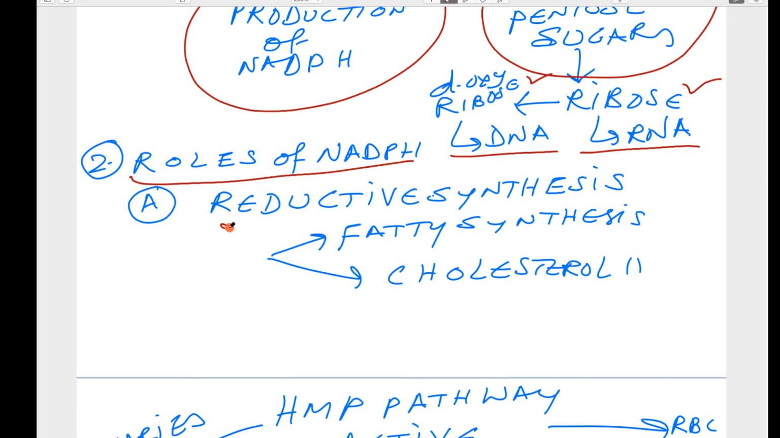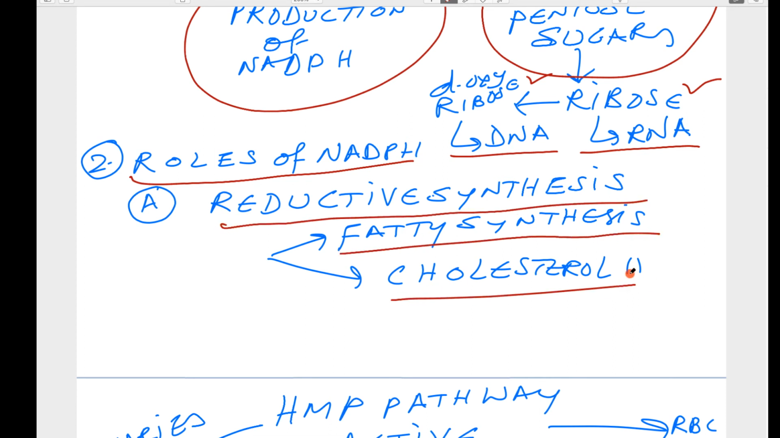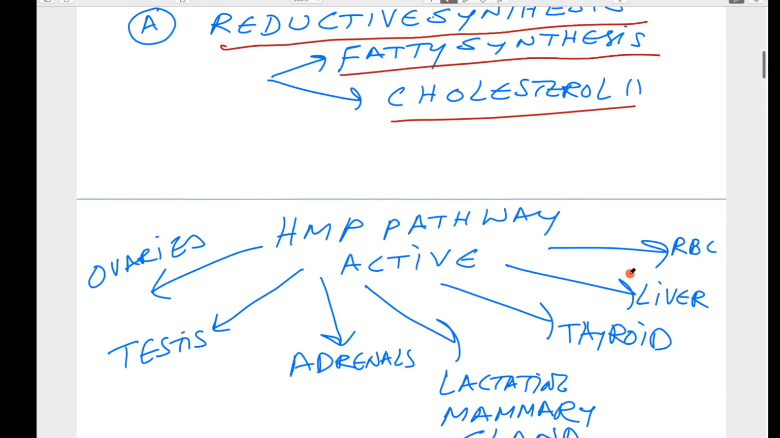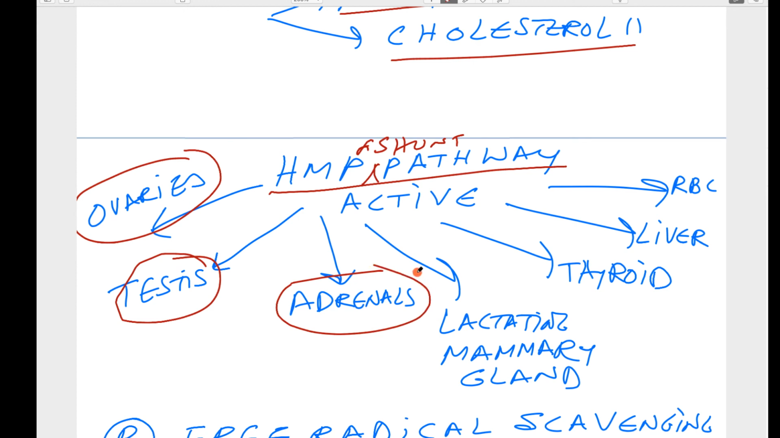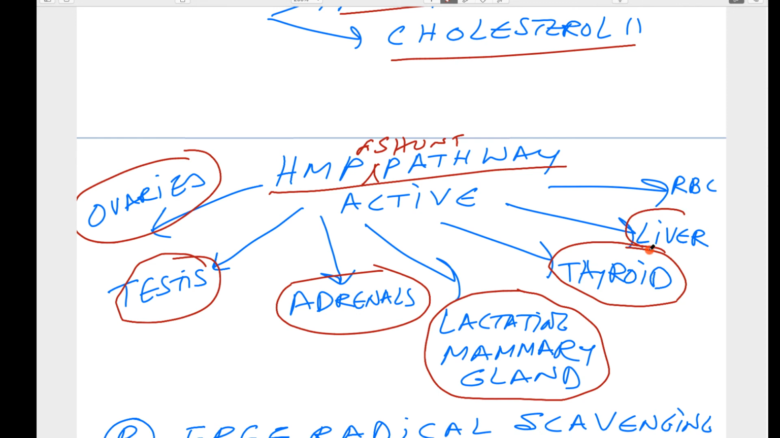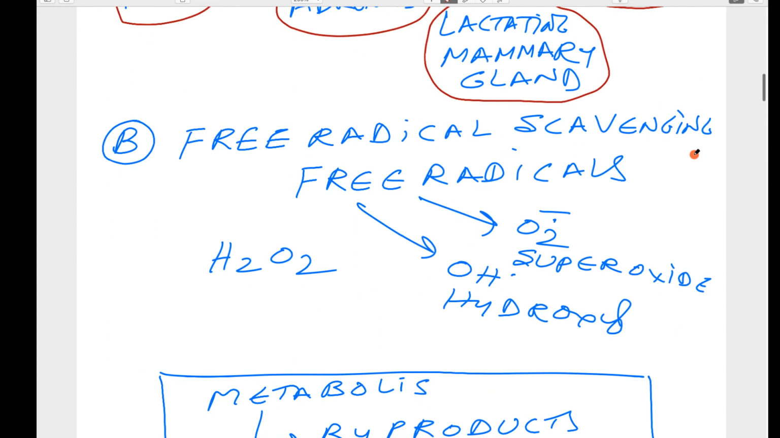The first one is reductive synthesis, like fatty acid synthesis and cholesterol synthesis, where NADPH is required. That is the reason the HMP shunt pathway is active in many tissues: ovaries, testes, adrenals, lactating mammary gland, thyroid, liver, and RBC.